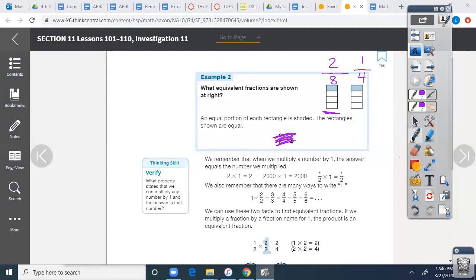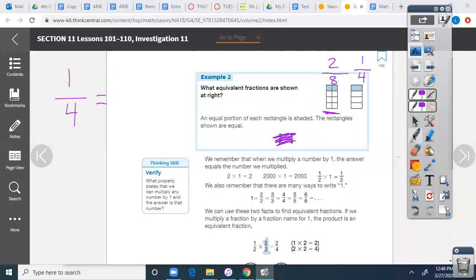Pretend it's a pizza or pretend it's a cake, right? If you had 2 pieces out of those 8, it's the same amount as if you only cut it into 4 pieces and you ate one of them. Okay, before we move on to some other practices, I want to show you one way that you can find equivalent fractions. Okay, this is being really slow today.